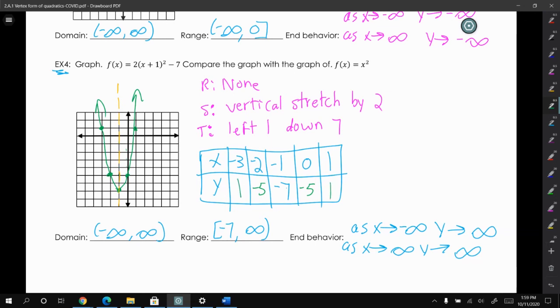So I hope that this was not too difficult for you because you did such a great job with absolute value functions. So if you need to rewatch a little bit of this and clear up any misunderstandings you have.